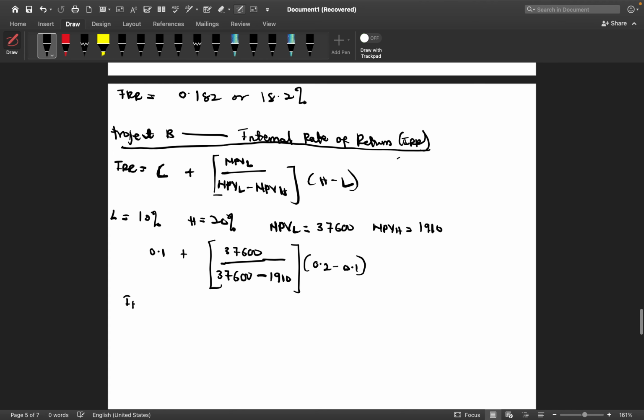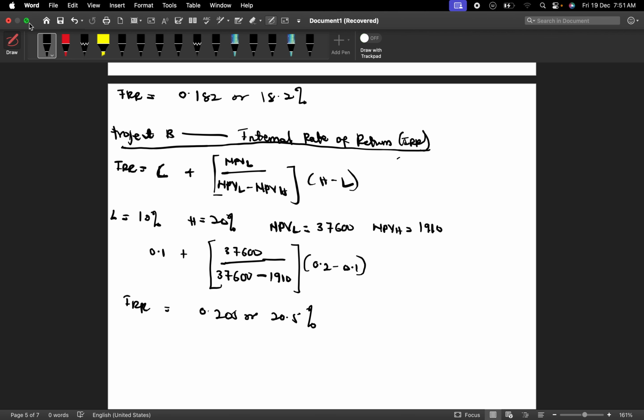So the internal rate of return for project B, we will punch this on the calculator. So I have 0.20205, which is 20.5%. So this is how we solve the internal rate of return.